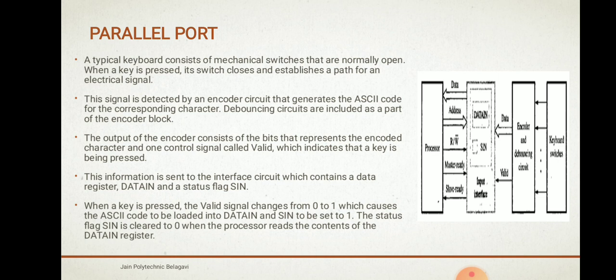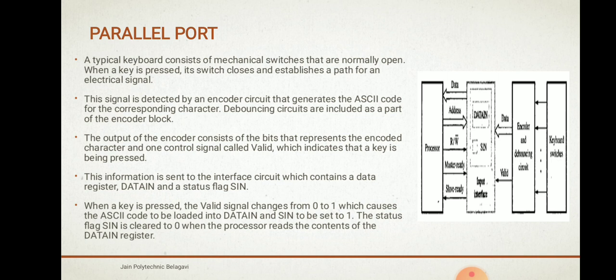So whatever the output from the encoder, that is the ASCII code character as well as the valid signal, the ASCII code will be loaded into data in and SIN will be set to 1. Now, the status flag SIN is cleared to 0 when the processor reads the contents of the data in register. So once it is read, it is again cleared to 0.